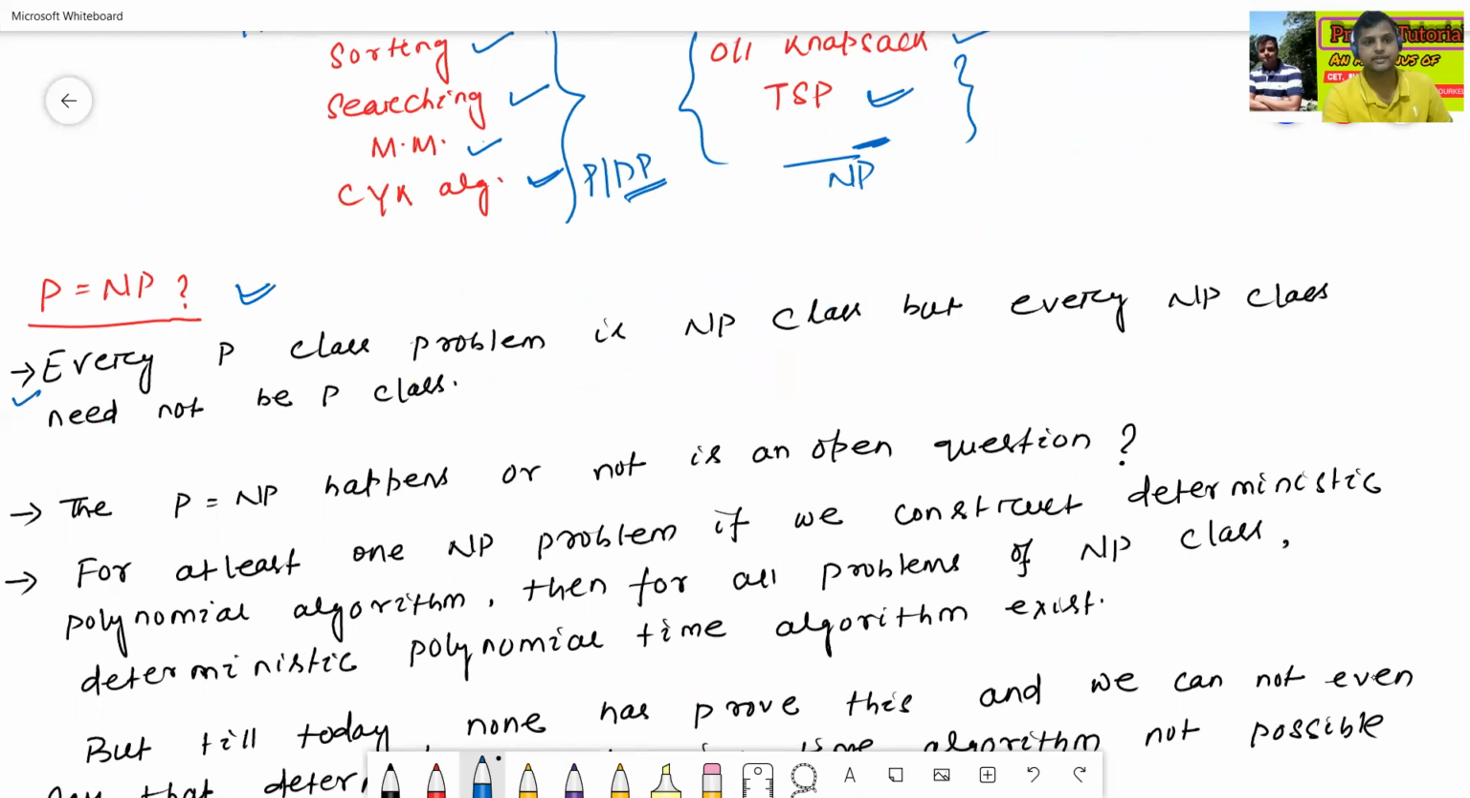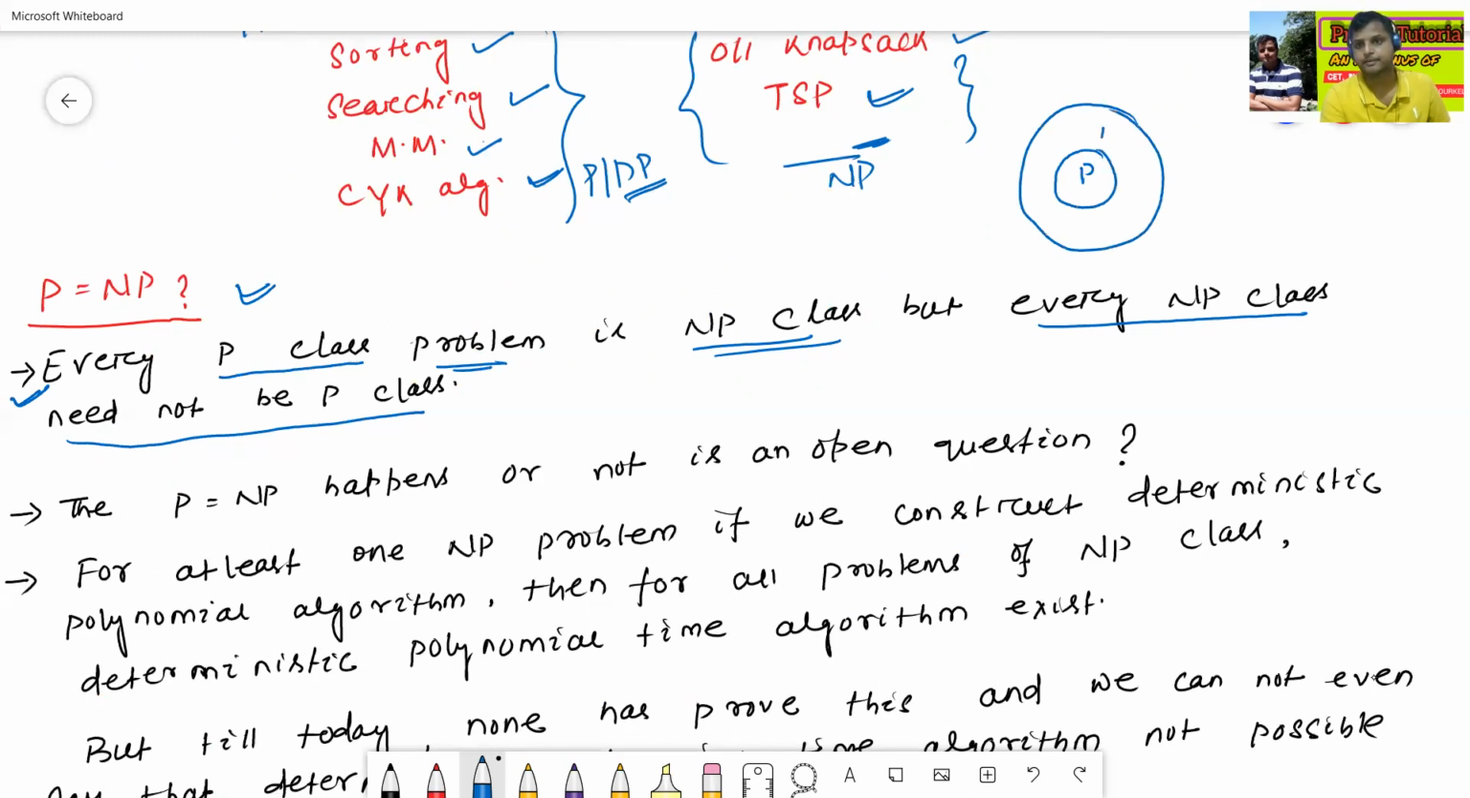First, every P class problem is an NP class problem, but every NP class problem need not be a P class problem. So we can write it like this: P class is a subset of NP class. Every P class is NP class, but every NP class need not be P class.